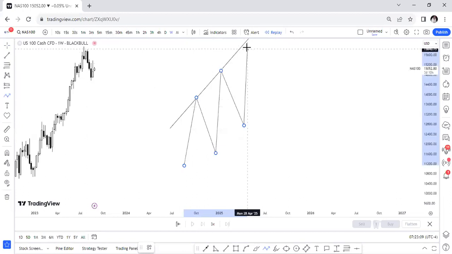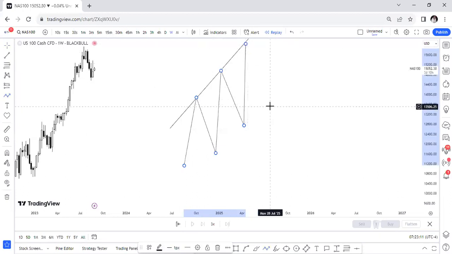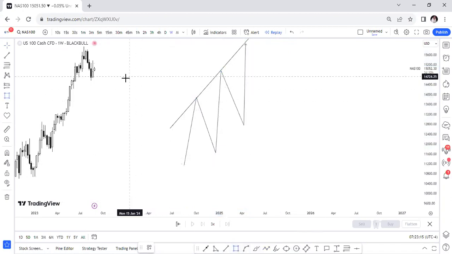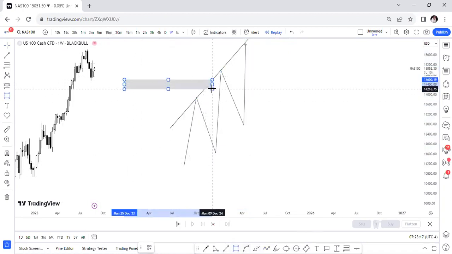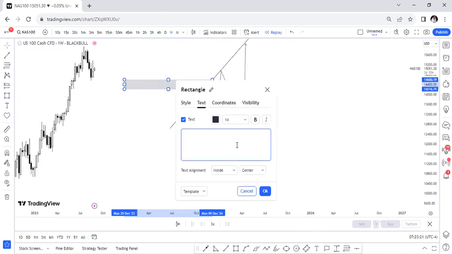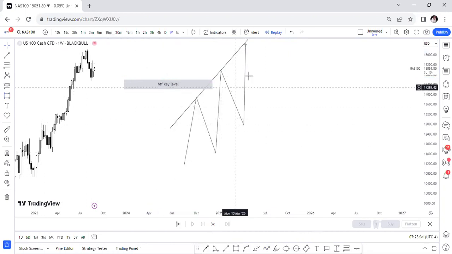Three drives up, so you must check backward. The second point must be above a high time frame POI or resistance key, a high time frame key level.